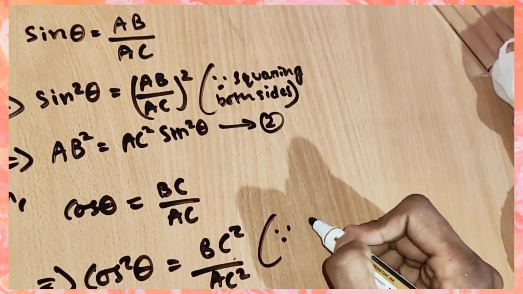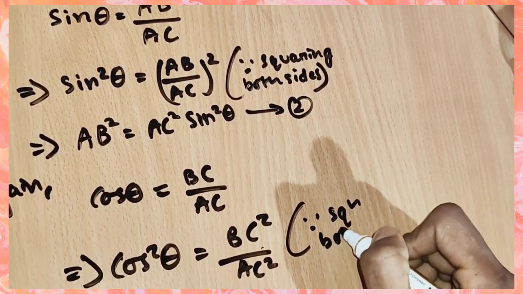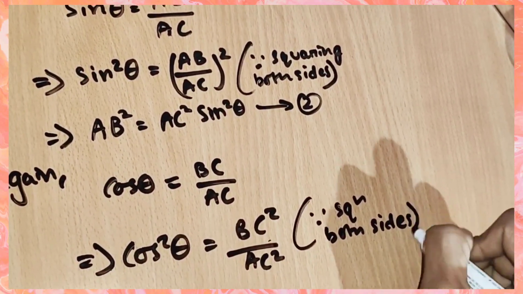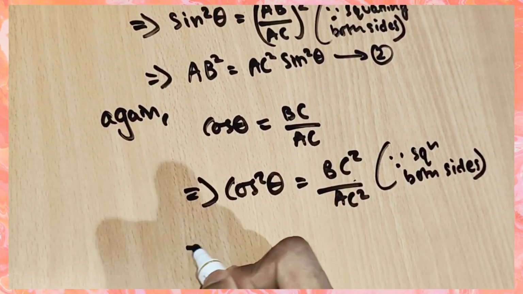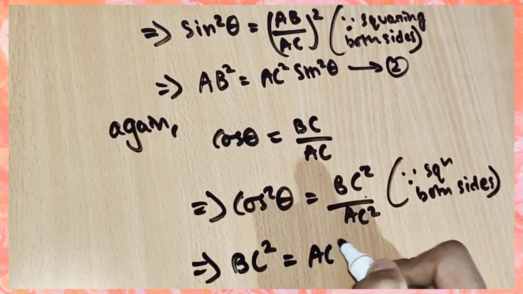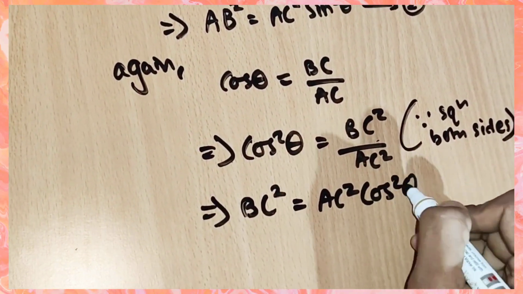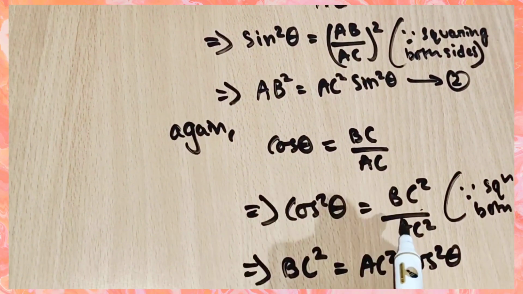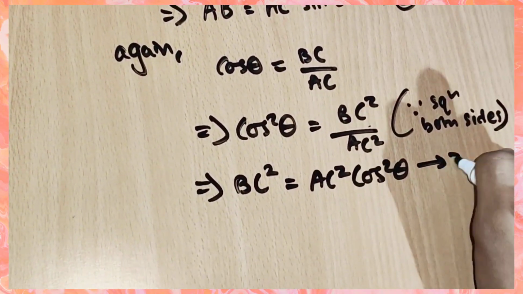Squaring both sides, we can write it like that. And now BC square is equal to AC square cos²theta, because cross multiplication is going on. We name it as equation number 3.